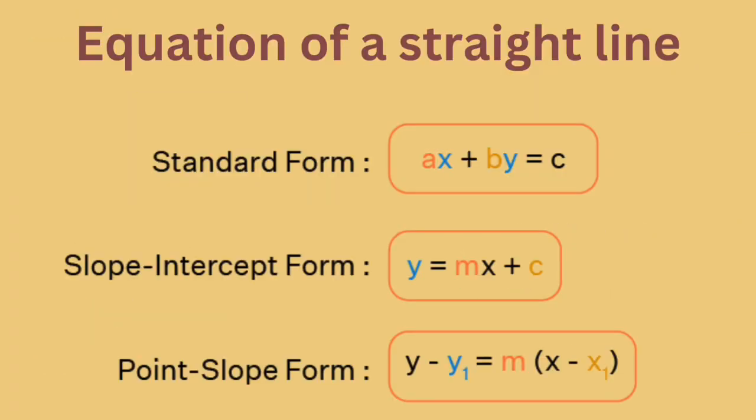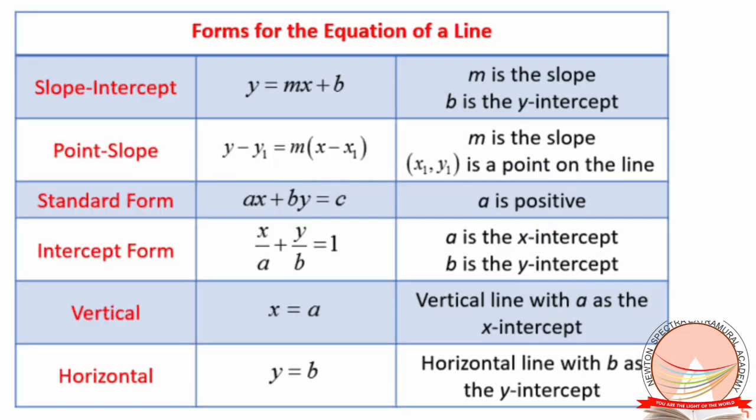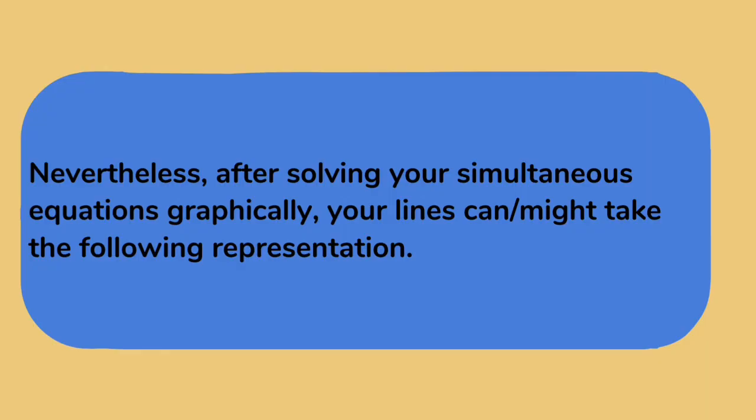Equations of a straight line include the standard form, the slope-intercept form, and the point-slope form. All these are equations of a straight line. Also, the equation of a line can take the forms listed below.